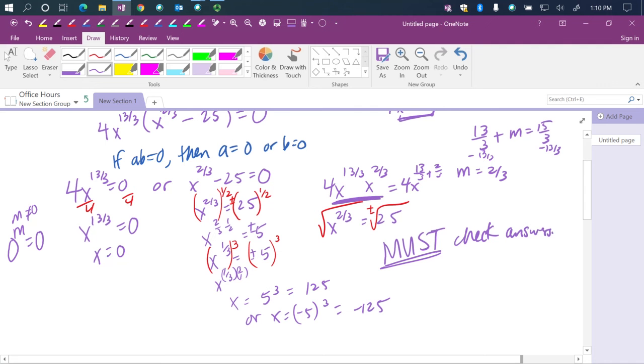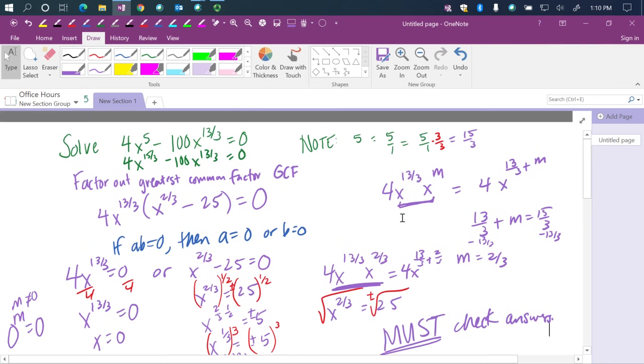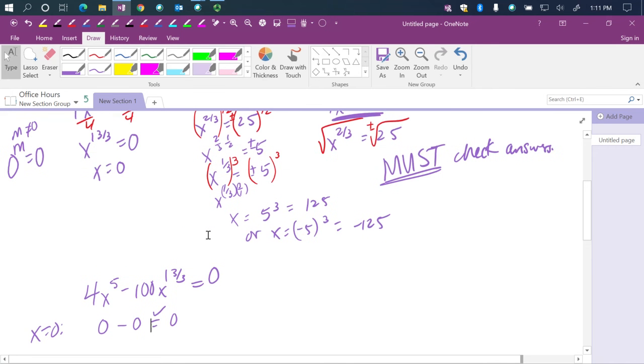Okay, so we go back to the original. What was the original? 4x to the 5th minus 100x to the 13/3. Okay, so 4x to the 5th minus 100x to the 13/3. Is that equal to 0? If I plug in 0, 0 minus 0, is that equal to 0? Yes, because 4 times 0 is 0, and 0 to any power is 0. That one's the easy one.